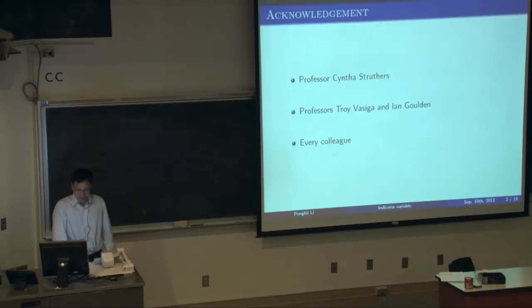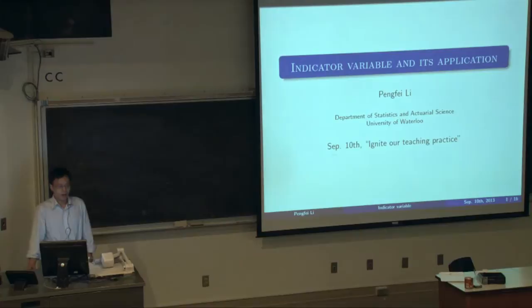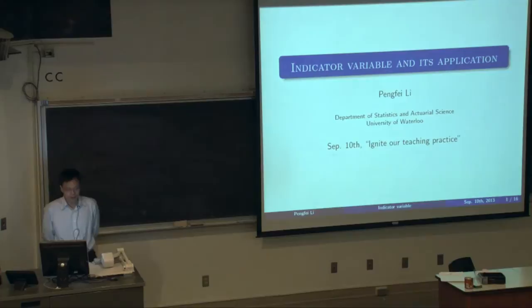Now what I'm going to talk about today is the indicator variable. When I teach STAT 330 and STAT 333, at the beginning of the class, I like to give a review of the indicator variable and how we're going to use it. There are two reasons for me to do that. The first reason is that I think the indicator variable is easy, so it's easy to teach. The second reason is that I found it is very useful. So I say, I'm going to teach that.